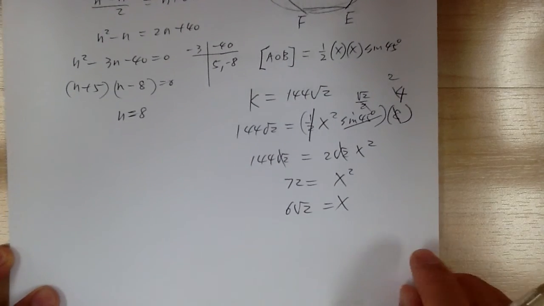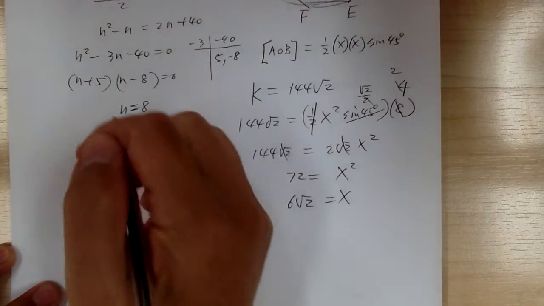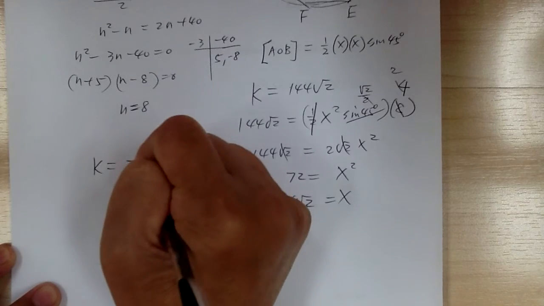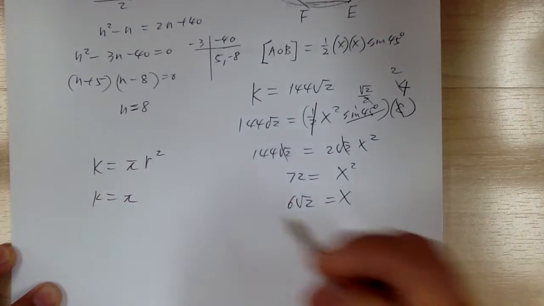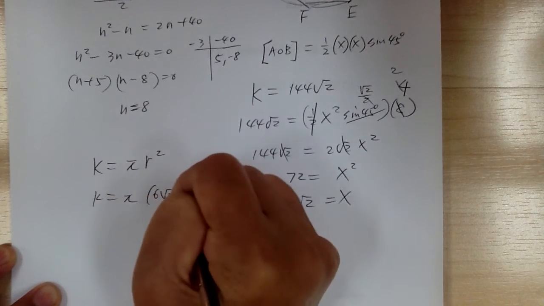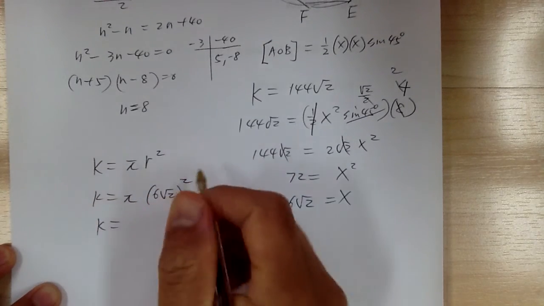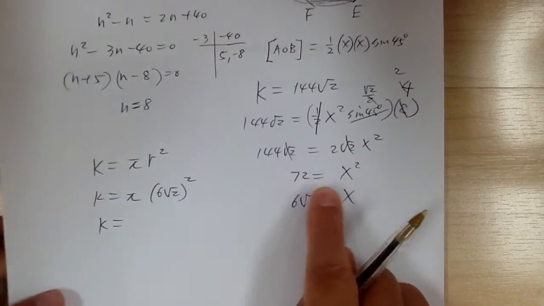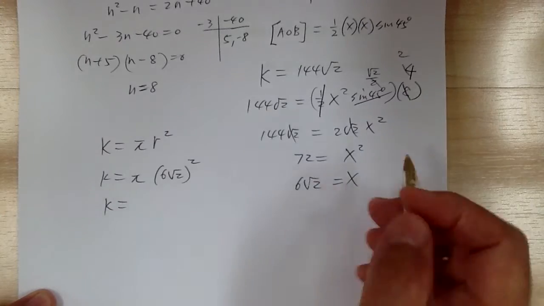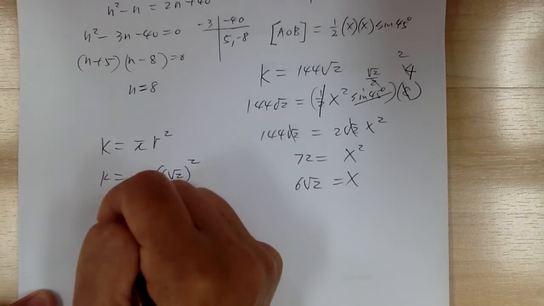Once we find x, that's the radius. So the area of the circle would be pi r squared, right? We have r squared right over here already, so it'd be 72 pi.